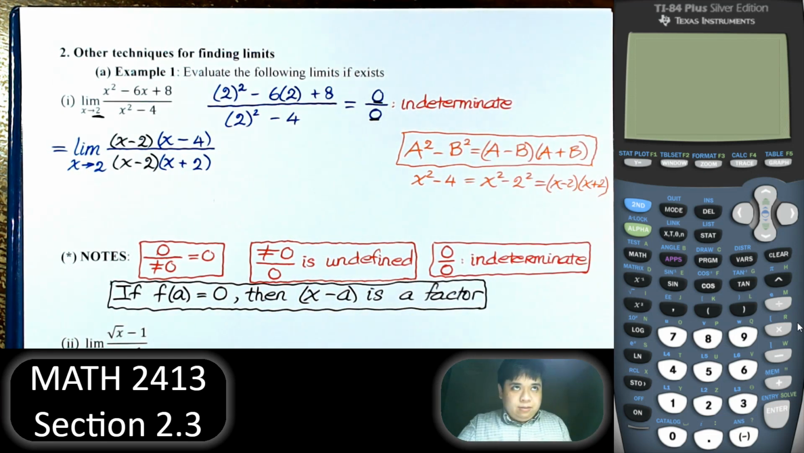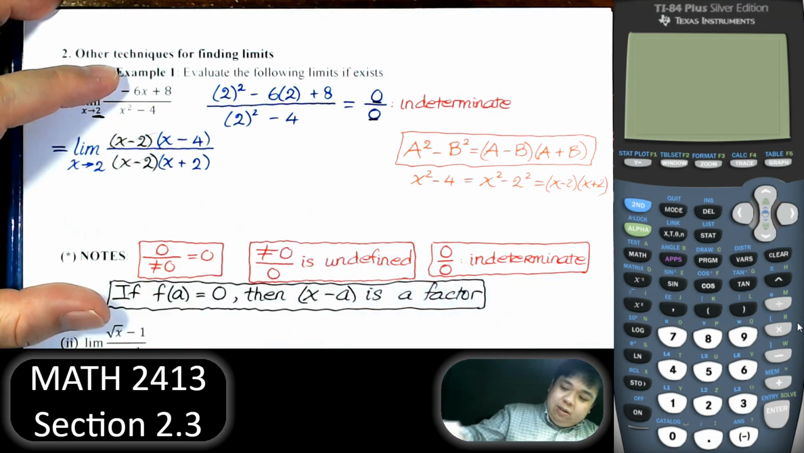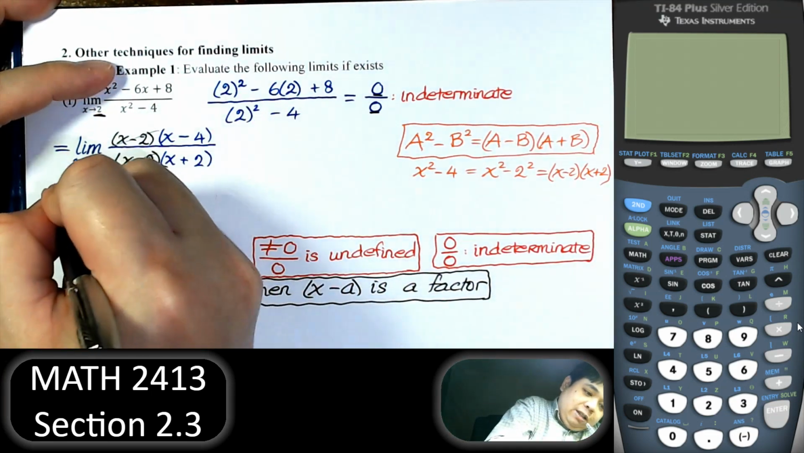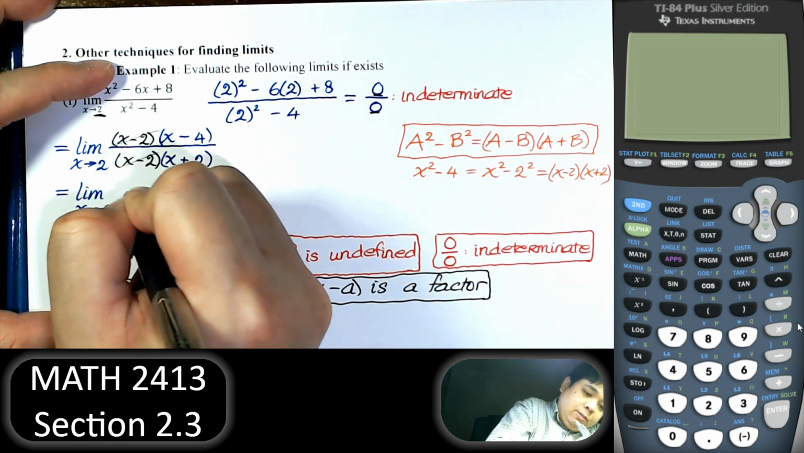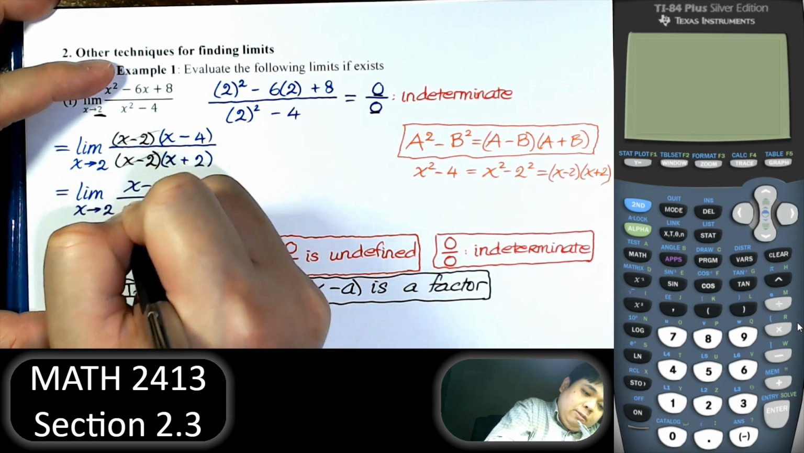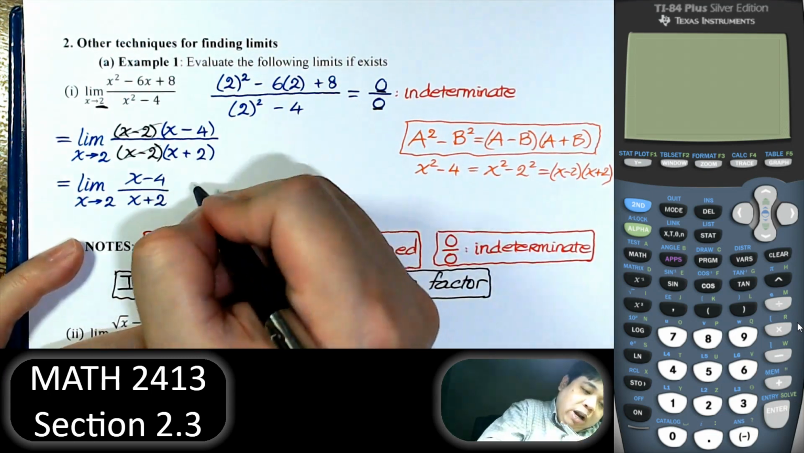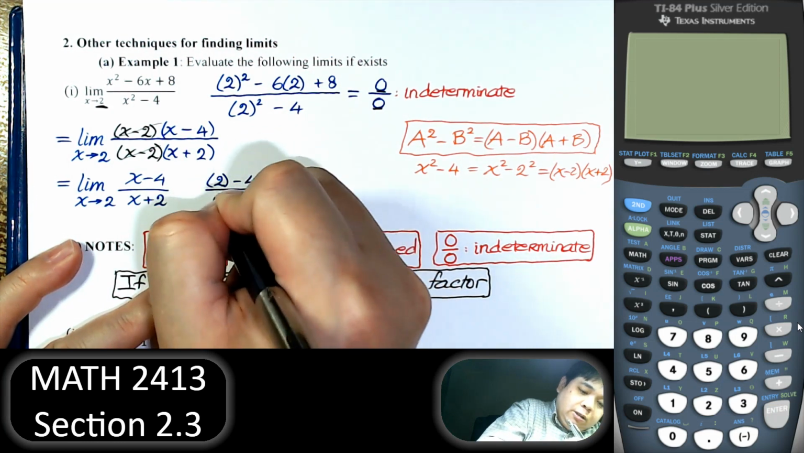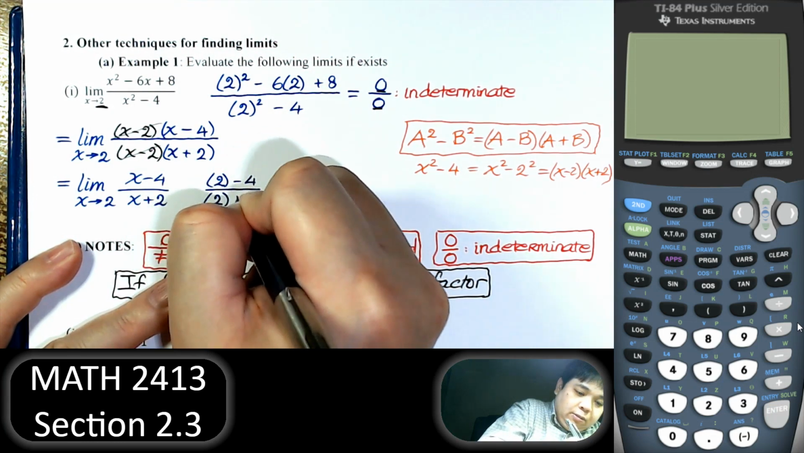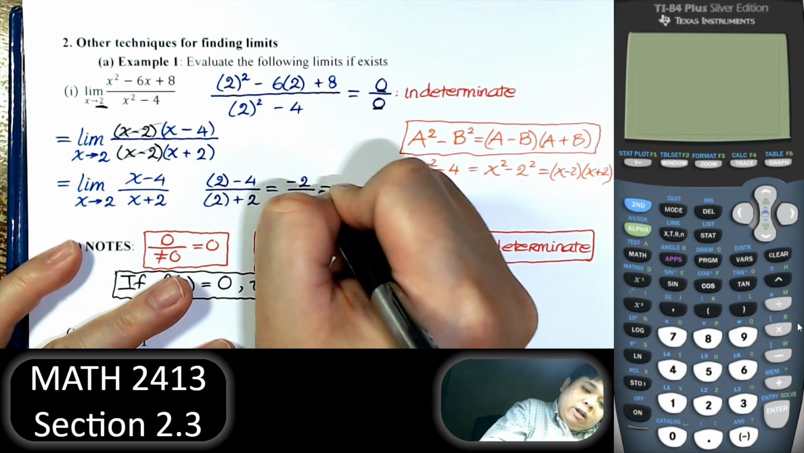Now, obviously they have the same factor here, so we can simplify. And then we put 2 in for x and see what happens. So that is negative 2 over 4, so negative 1/2.